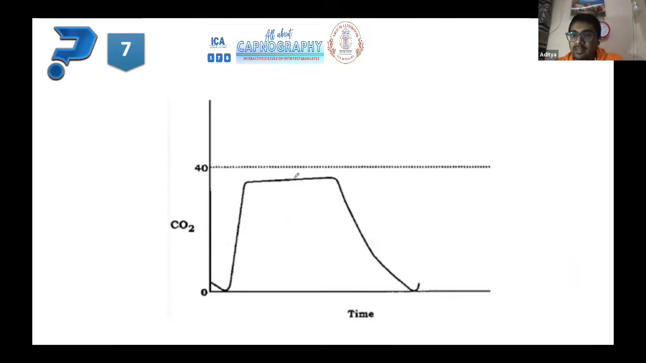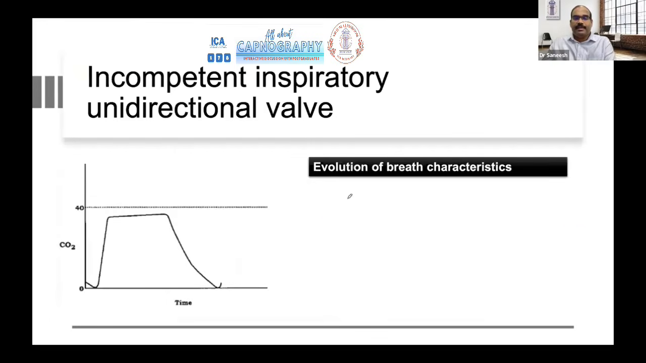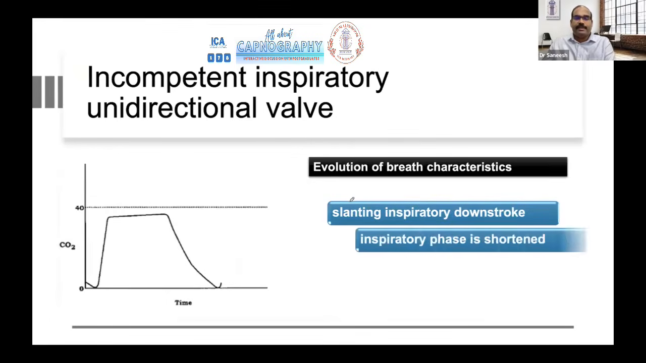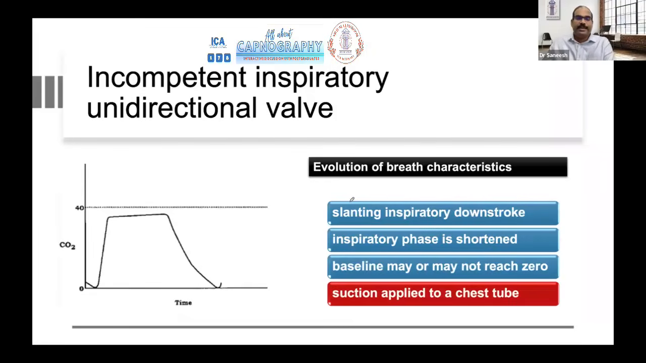This is seen with an incompetent inspiratory valve in our breathing systems. Actually, the patient's inspiration should have been like this. When the inspiration starts, the carbon dioxide should have been diluted, and it should have reached the baseline right here. Because of this, gradual dilution is happening, with a slanting inspiratory downstroke. The inspiratory phase is shortened, so it may or may not reach 0. Incompetent inspiratory valve, it's correct.